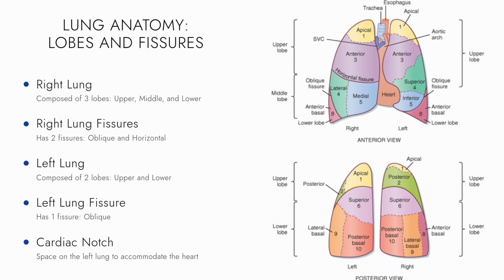Lobar pneumonia affects specific lobes visible on X-rays, and atelectasis, collapse, may require lobe-specific interventions, like bronchoscopy. Knowing these divisions aids in diagnosis and treatment planning.